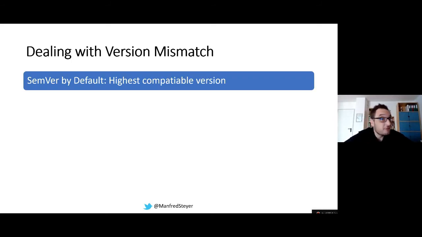By default, it is using semantic versioning. That means if we have Angular 10 here and Angular 10.1 there, it is choosing Angular 10.1. So it looks at which libraries are provided by the shell and the micro frontend, and by default it is using semver, semantic versioning. It takes the highest compatible version. And as version 10 and version 10.1 are compatible, it goes with version 10.1.